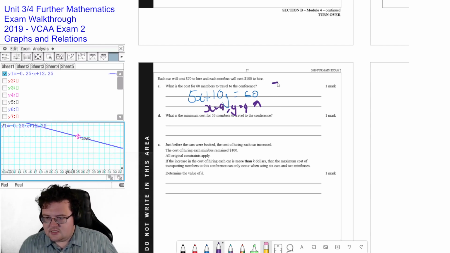Now we've got 70x plus 100y. And that's going to give us an answer of 4 times, it's 280 plus 400, which is going to be $680.